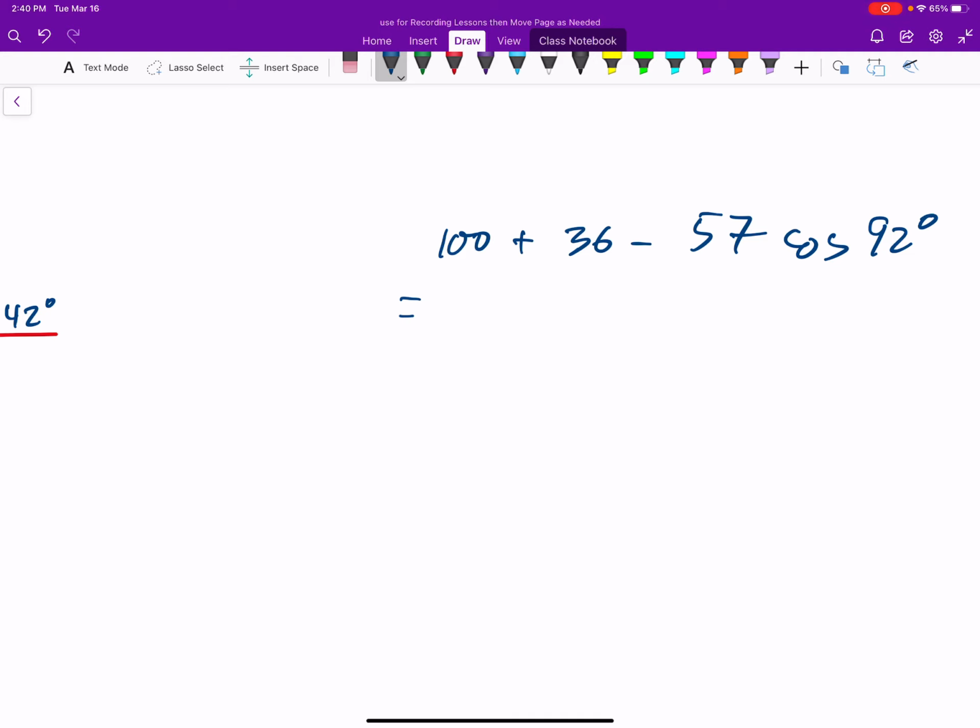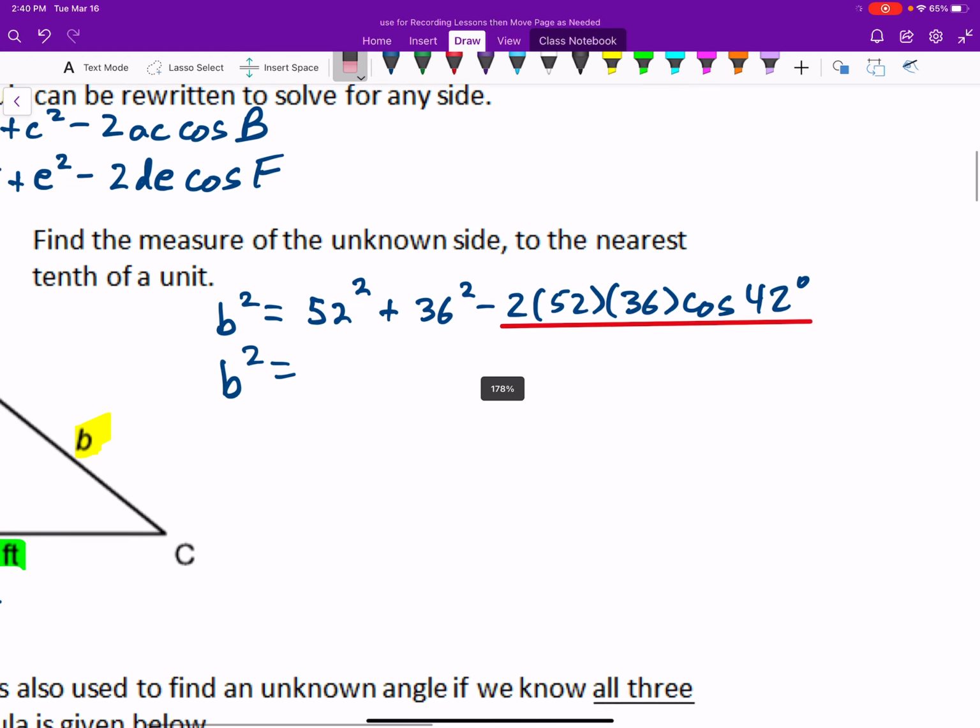What is that? Let's see, 21, 79, I guess. They write this like 79 cos 92. That's wrong. That's breaking order of operations. Don't do it. I'm going to erase it. So now that I've shown you what not to do, type it all in at once.